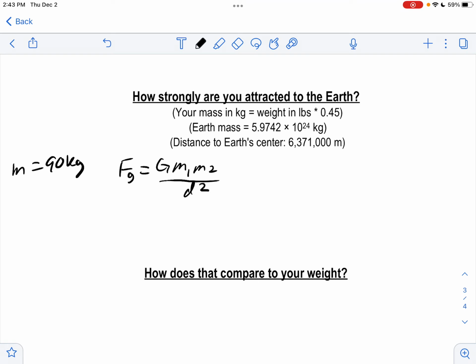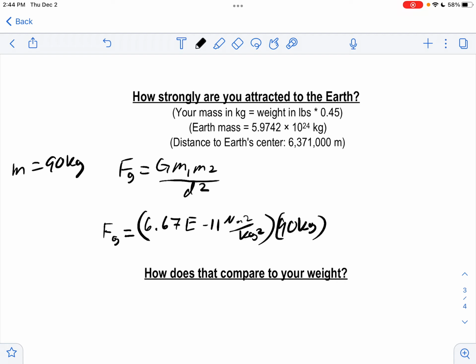Now if I'm going to do this for how strongly I'm attracted to Earth, when I sub in my numbers, the big G, that's the universal gravitational constant. So I'm going to write that as 6.67, and I'm going to do that in engineering notation just so you get familiar with it, E to the negative 11th, Newton meter squared per kilogram squared. Now one of my masses is going to be this 90 over here.